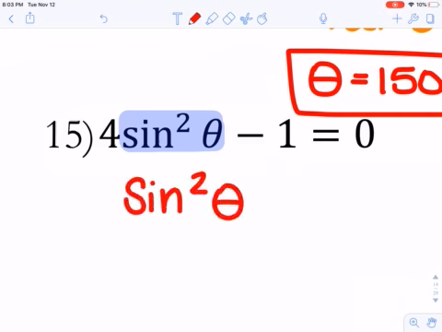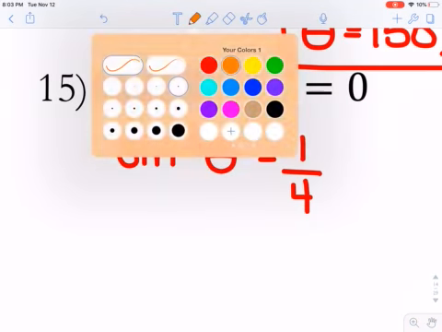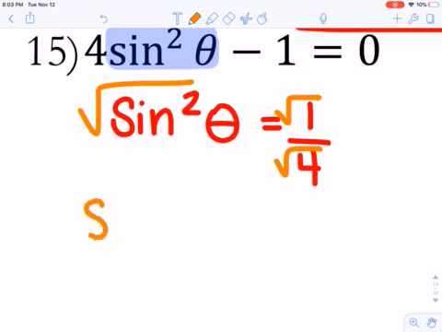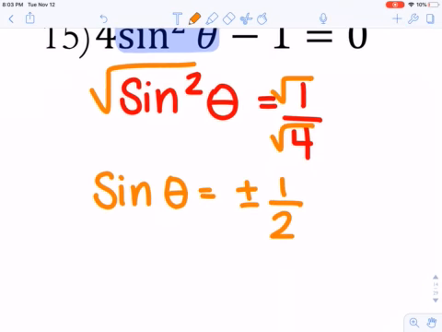So I have sine squared theta equals positive 1 divided by 4. Now I'm going to square root both sides. When I square root a fraction, I square root top and bottom. And I do not want to forget to do plus or minus. So I have sine of theta equals plus or minus 1/2. So I want to think about, where on the unit circle is sine equal to positive or negative 1/2.